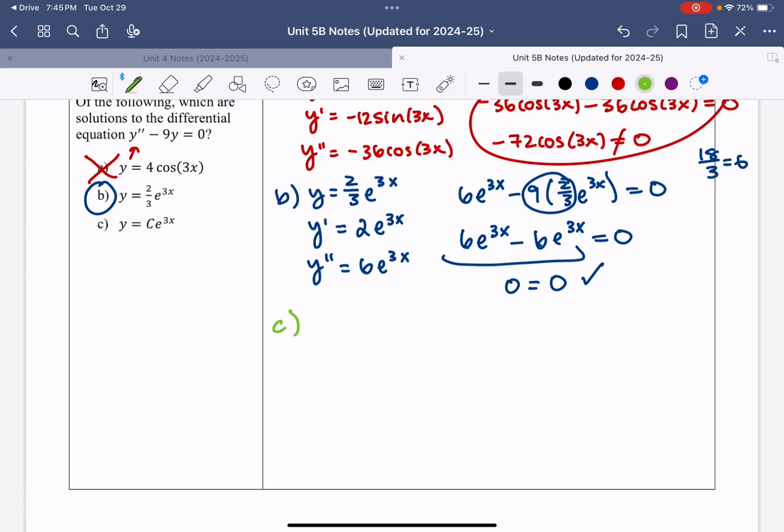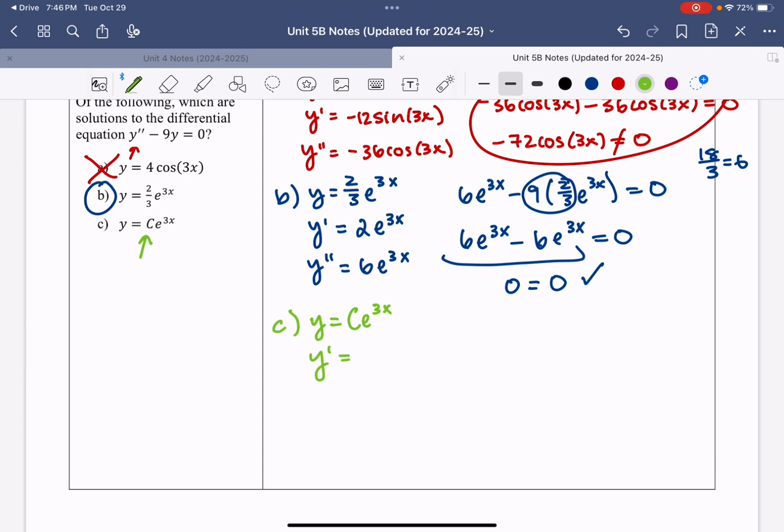Now, you might be looking at this and saying, okay, well, we have another variable here, C. Well, C is just representing a constant. It's almost like when we were integrating and we had to put plus C, that just represented any sort of constant. Same thing here. Okay, so we're just going to keep doing our thing. We're going to derive around what this C value is. So our original function was C e to the 3x.